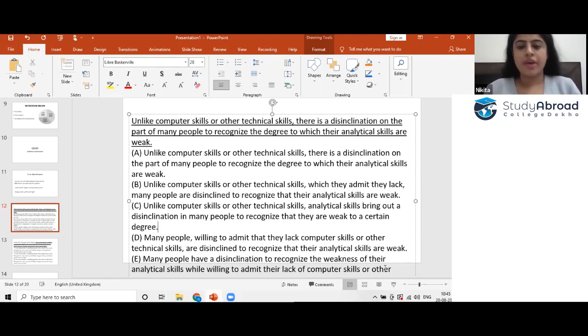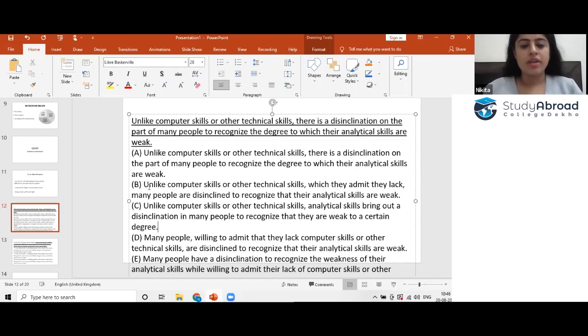All right. So I hope that by now you have gone through the options. Now let's look at all the options closely. First one says, unlike computer skills or other technical skills, there is a... one thing that I forgot to mention. A part is always the same as the one that is given in the question itself. Okay, so it's going to be the same one. There is no distinction between the question underlined part and A part ever. Basically, the change starts coming up from B option onwards.